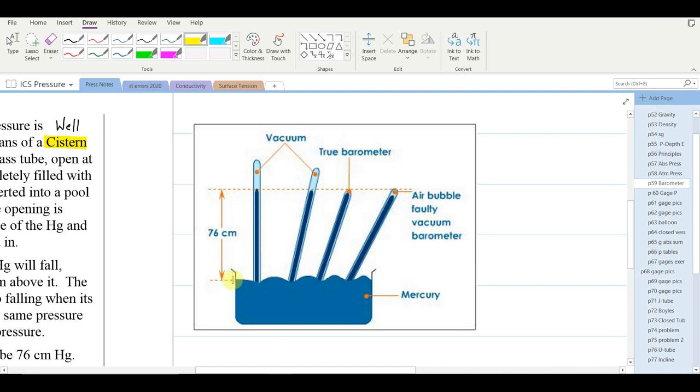If atmospheric pressure was exactly 1 atmosphere, then the height of mercury supported would be 76 centimeters, and that's where we come up with that value, that 76 centimeters is 1 atmosphere.